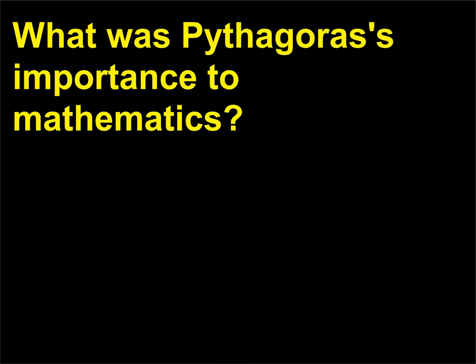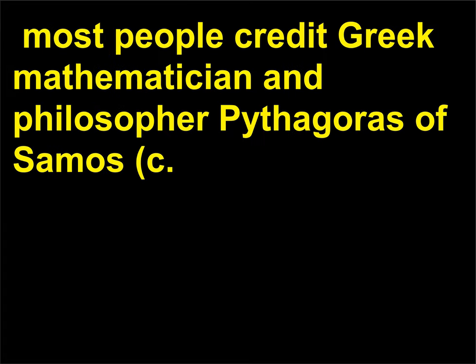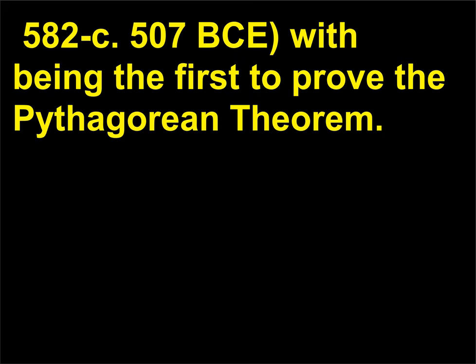What was Pythagoras's importance to mathematics? Although the Chinese and Mesopotamians had discovered it 1,000 years before, most people credit Greek mathematician and philosopher Pythagoras of Samos, c. 582 to c. 507 BCE, with being the first to prove the Pythagorean theorem.